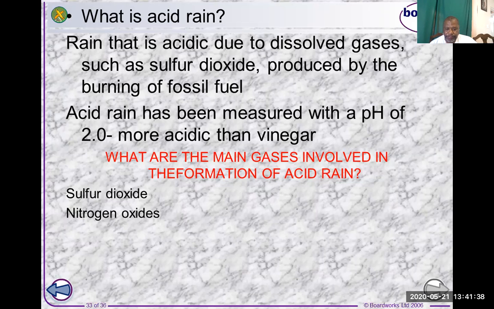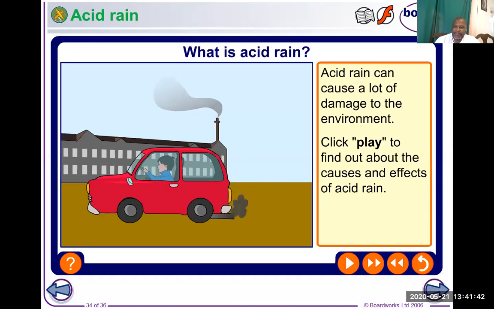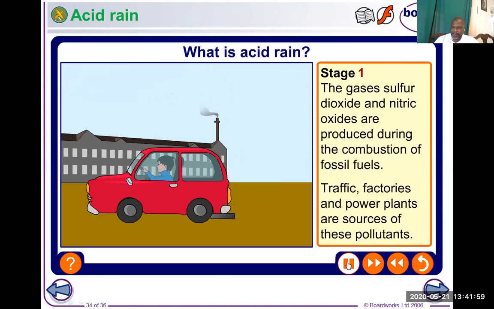Now, these gases, sulfur dioxide and nitrogen oxide, are basically the result of fossil fuel. Let's look at this animation here a little and see what I'm talking about. They explain it better than me.